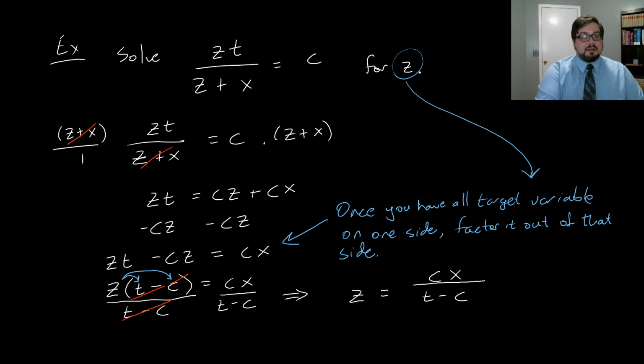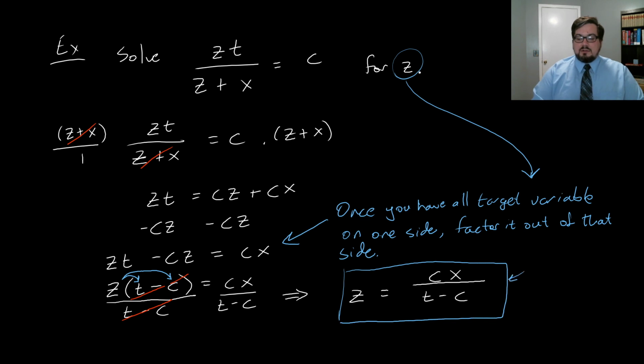And that's our solution. We've solved for z. We have gotten z by itself on one side. And so if we want to know the value of z, given the values of c, x, and t, we can by plugging them into this formula here. And that's really where the benefit to solving for a variable comes from.